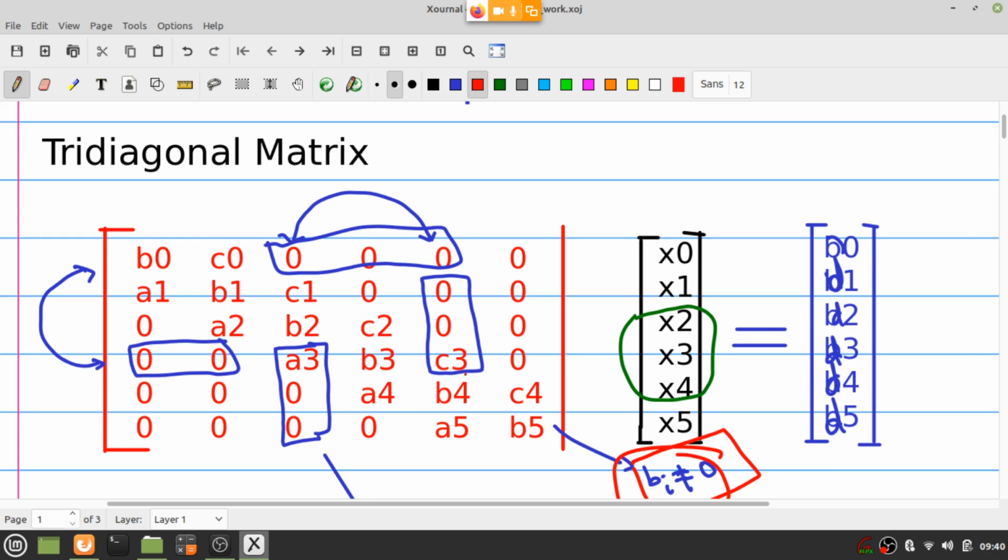Yes, sir. Okay. Yes, sir. Yeah. And with that I stop this matrix solution by elimination methods. Okay.